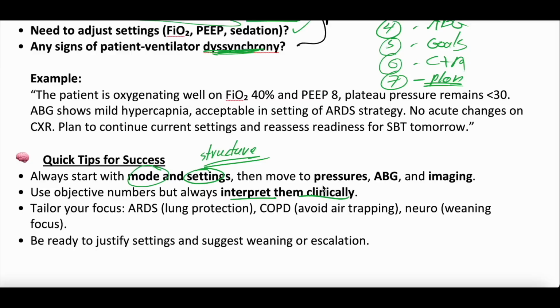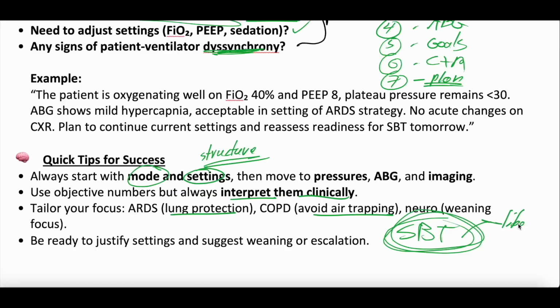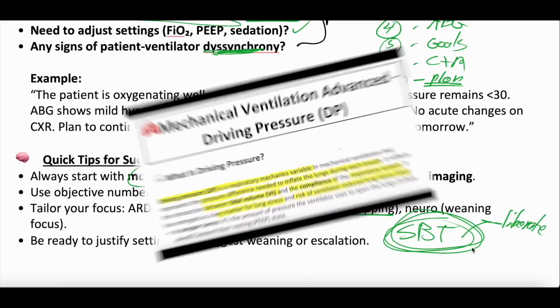Tailor your focus in the plan for whatever you're treating. Is it ARDS? Is it COPD? And be ready to talk about the settings they're on, suggest weaning or escalation, and always talk about are they ready for their spontaneous breathing trial. Anyone on a ventilator, the goal is always to liberate them from that ventilator.